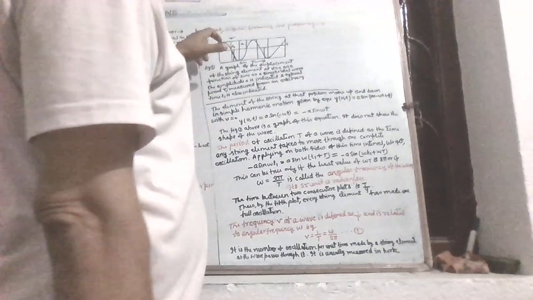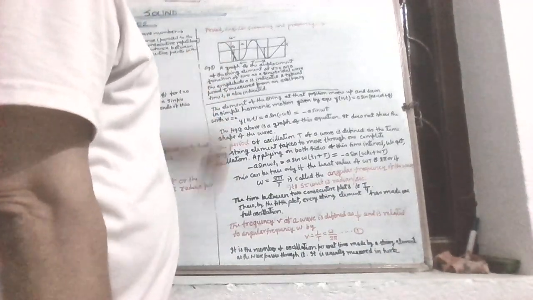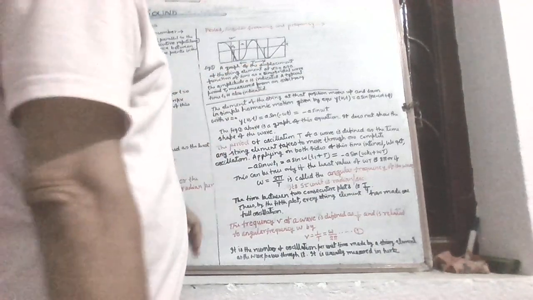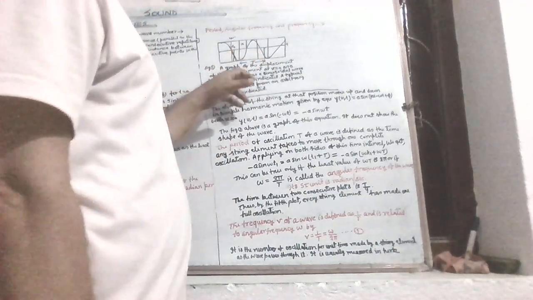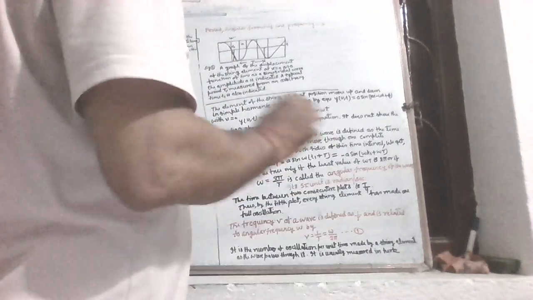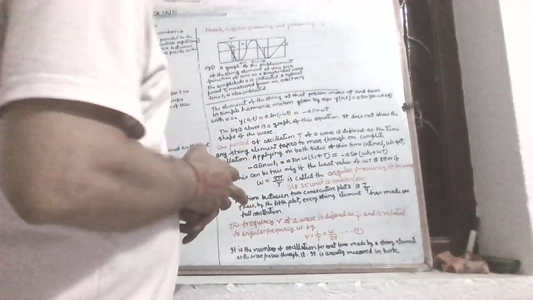Now we shall deal with period, angular frequency and frequency. As shown in figure 1, a graph of the displacement of the string element at x = 0 as a function of time is a sinusoidal wave. The amplitude A is indicated. A typical period T measured from an arbitrary time t1 is also indicated.